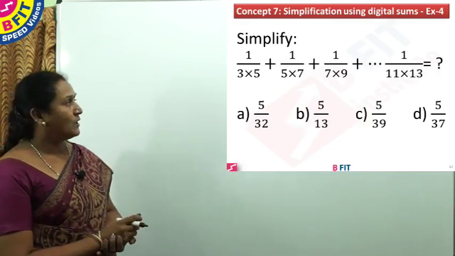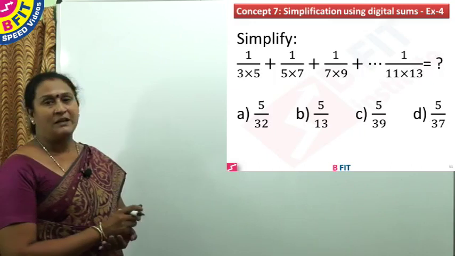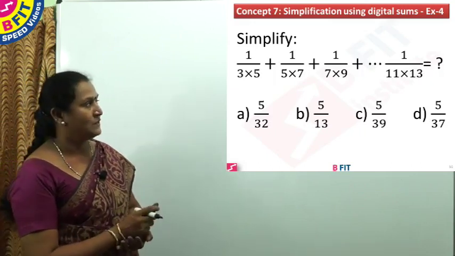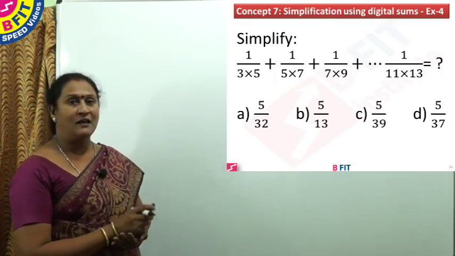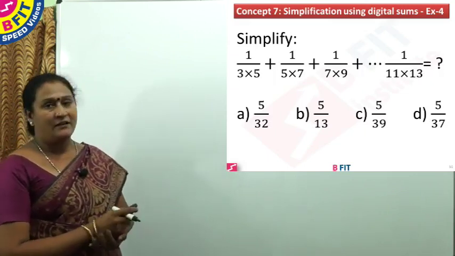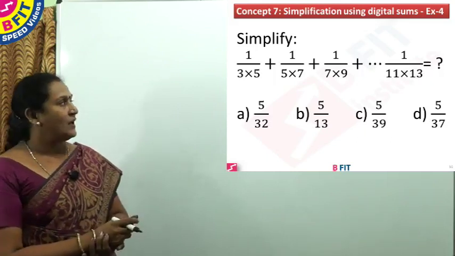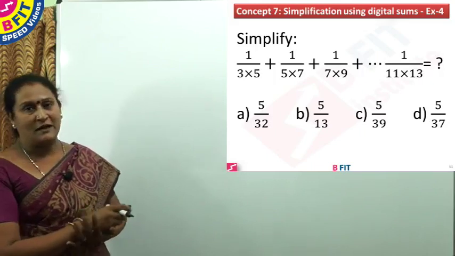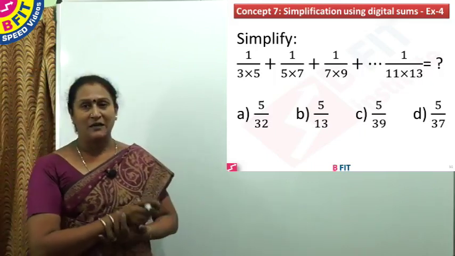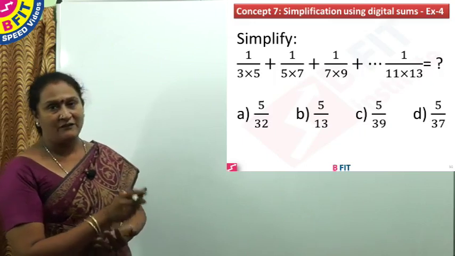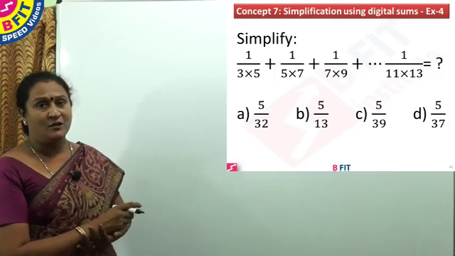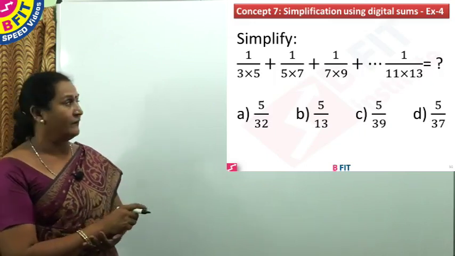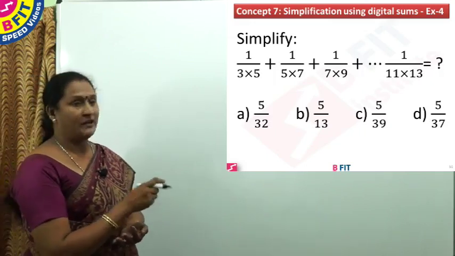Simplify 1 by 3 into 5 plus 1 by 5 into 7 plus 1 by 7 into 9 plus so on up to 1 by 11 into 13. And here we have the options also. Now, can you see any pattern in the question? What is the pattern you can see? It is 1 by 3 into 5 and 1 by 5 into 7. So the denominator is the product of two consecutive odd numbers: 3 into 5, 5 into 7, up to 11 into 13.